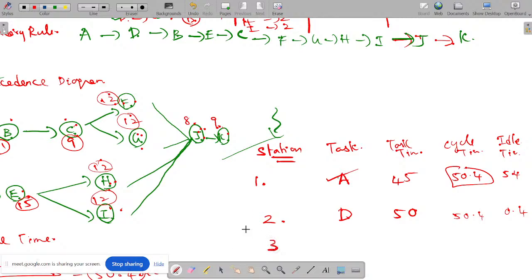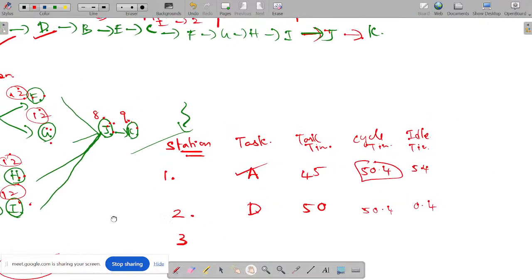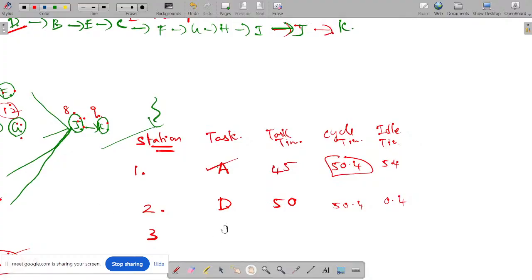Then go for workstation 3. A is over, D is over. So what is the next workstation I can have? Which job I can have? I can have B. So what is the task time for B? It is 11 now. Probably till I get 50.4, I can use it. So probably after B, I have E. What's the task time for E? 15. After E, I have C.